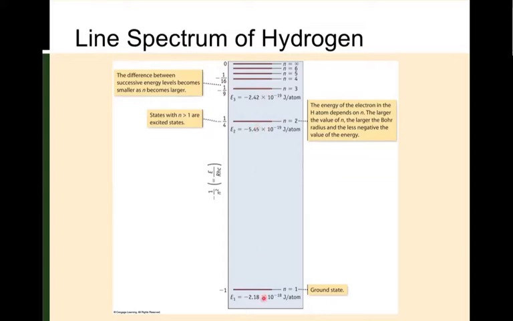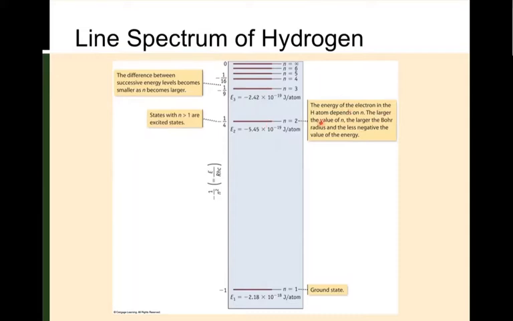And the spacing between these lines is getting smaller and smaller. So you can see here, this is a large gap and then a smaller gap, smaller, until we reach almost 0, which is n is equal to infinity. At this point, the electron is no longer being held very much. And so it will go off and it will be ionized. So the difference between successive energy levels becomes smaller as n becomes larger. States with n greater than 1 are excited states.